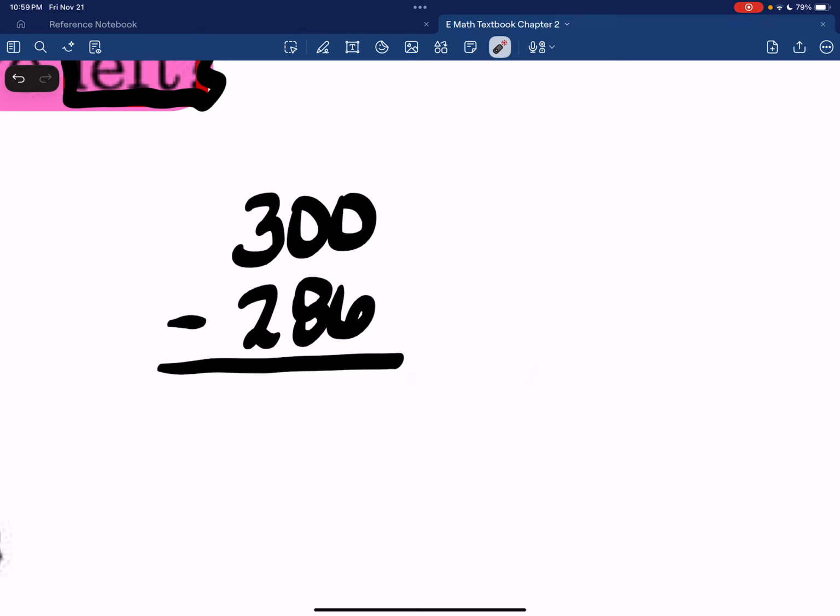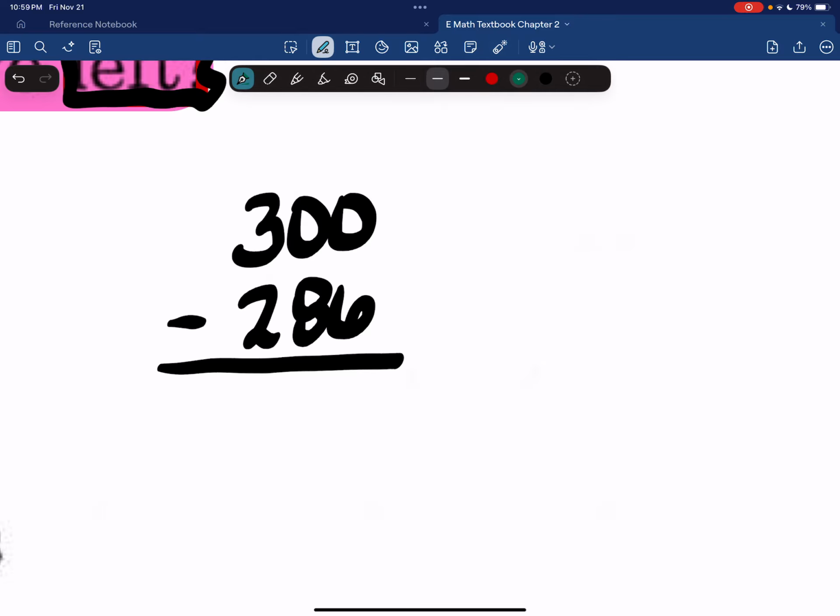So I'm going to mark out this, and I can only go next door. You can't jump a space. Now I can take one of these to give to this column. And now we're good to go.